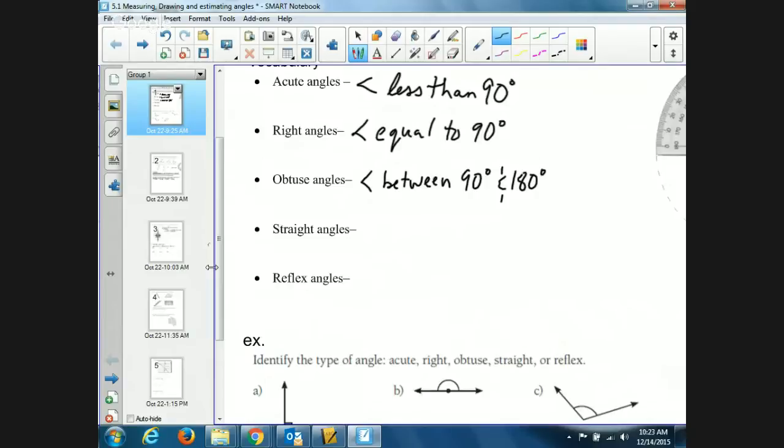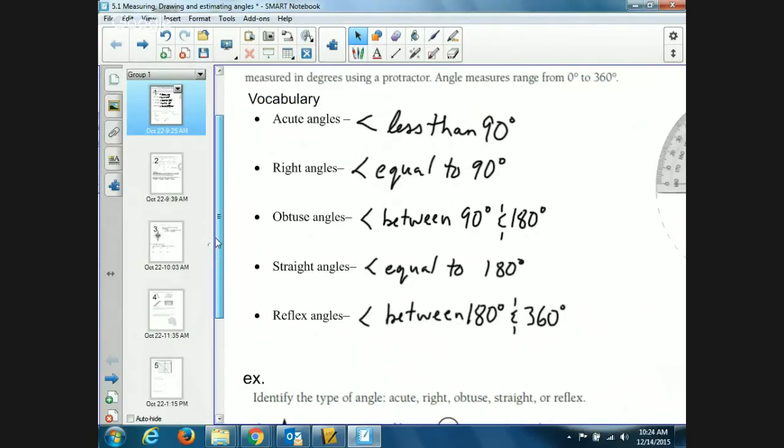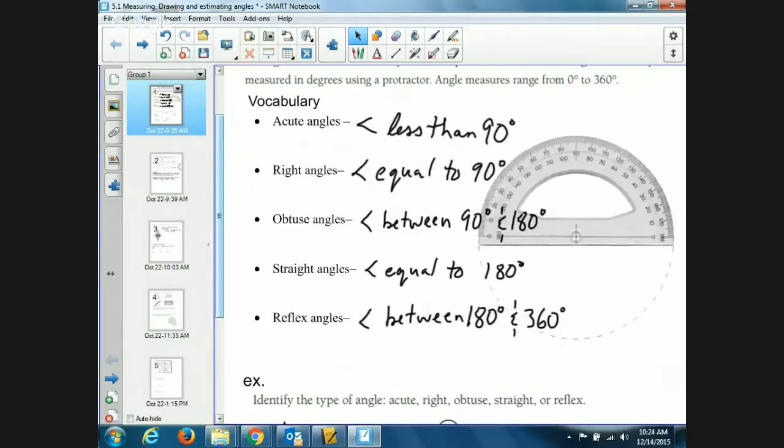A straight angle is an angle equal to 180 degrees. That's a straight line, basically. A reflex angle is an angle between 180 degrees, oh, I'm going to erase that and rewrite it. It's an angle between 180 degrees and 360 degrees. Now, just to go over these terms real quickly, you should know from a protractor, then you can see if you need that help.